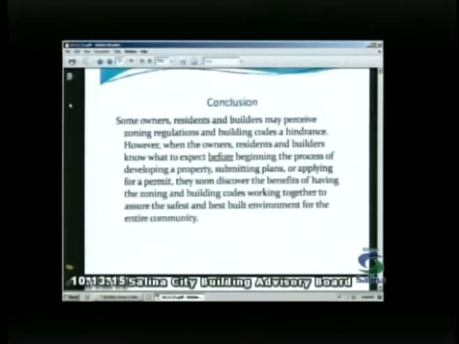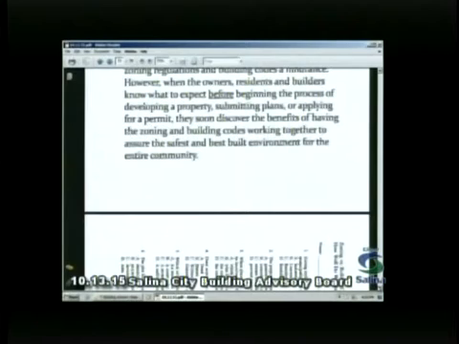In conclusion, owners, residents, and builders sometimes may perceive these regulations and building codes as a hindrance. But when they know what to expect before beginning the process of developing a property, submitting plans, or applying for a permit, they soon discover the benefits of having zoning and building codes working together to assure the safest and best built environment for the entire community. It's very important that they work together.